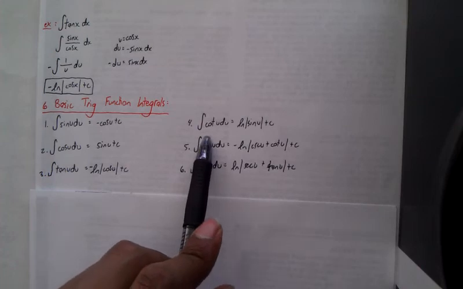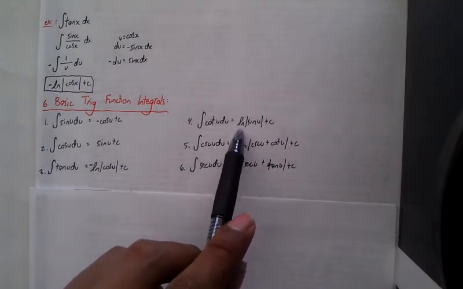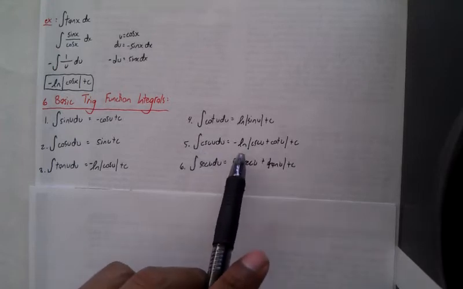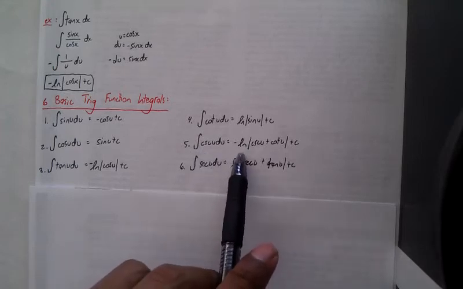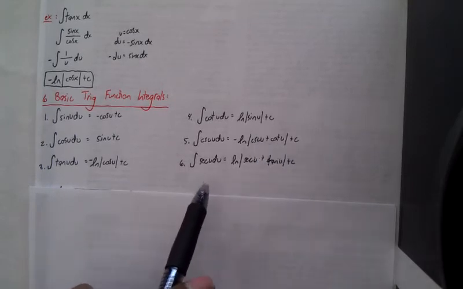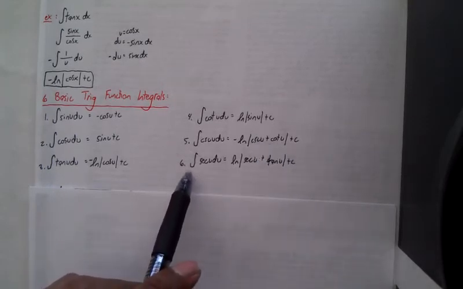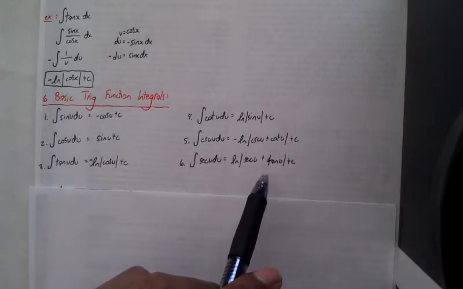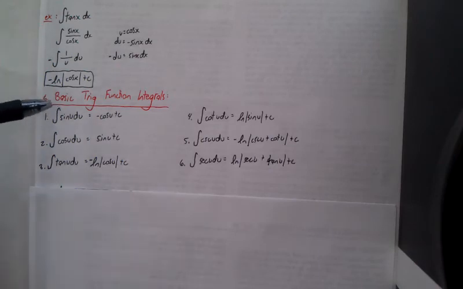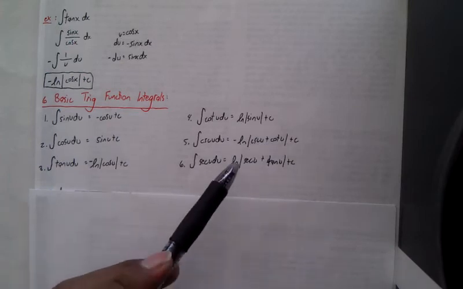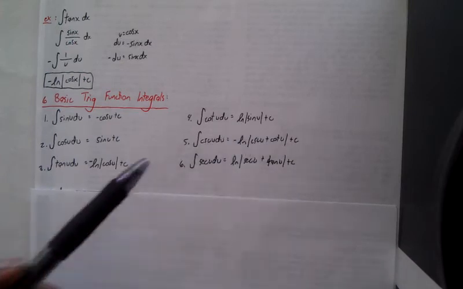The integral of cotangent of u is natural log of sine of u. The integral of cosecant of u is negative the natural log of cosecant of u plus cotangent of u. And then the integral of secant of u equals the natural log of secant of u plus tangent of u. And don't forget that these are all indefinite integrals, so of course I've got the plus c on every single one. And I've also got the absolute value bars.